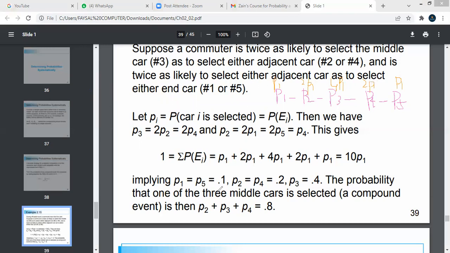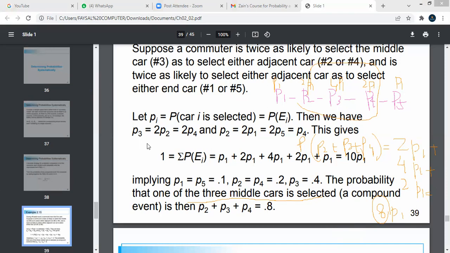So I have to find the probability of the three middle cars. It will be a compound event, and in a compound event we have to add all the values. So it will be the probability of P2 plus P3 plus P4, so 2P1 plus 4P1 plus 2P1. This answer will be 8P1. So the compound event for the middle car to be selected is 8P1.